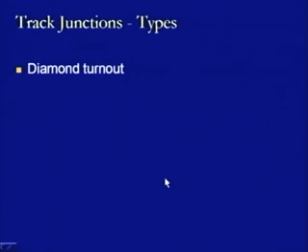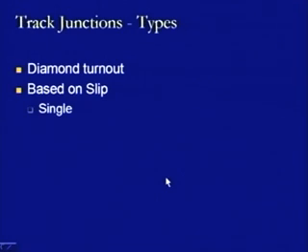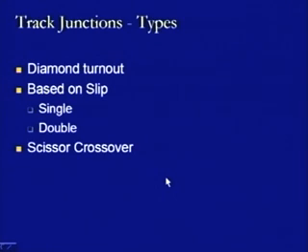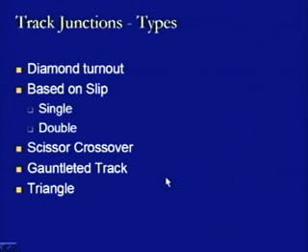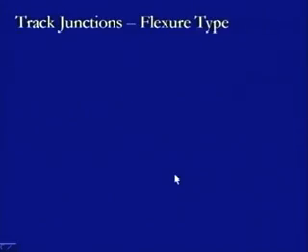Further, there can be a diamond turnout. Based on slip, it can be defined as a single slip turnout or track junction, or a double slip turnout or track junction. We have scissor crossover, we have gauntleted track, and we have triangle. These are different types of track junctions which are provided depending on the specific function they have to perform or the requirement of that track or area.